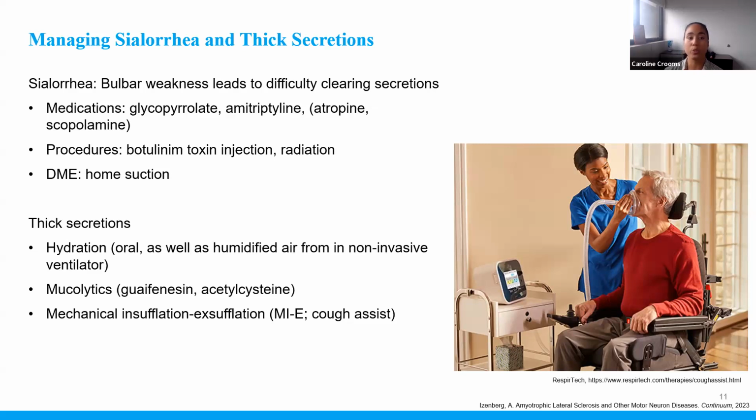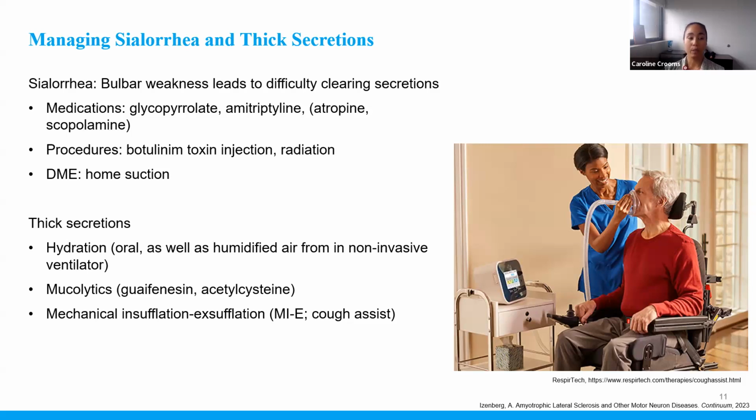Procedures that people will do, so Botox can be really helpful. It's pretty well tolerated, actually. You inject Botox into the salivary glands and it reduces saliva production. But like I said, pretty well tolerated. You only have to do it every few months, which is nice, especially for people who have a hard time leaving the house and they're already on a lot of medications. I haven't had anybody do radiation to the salivary glands, but it's also an option. And then for DME, people might need home suction.